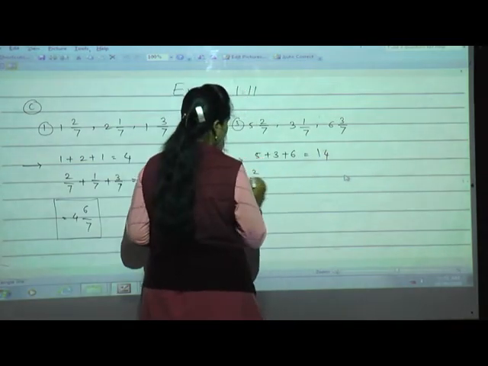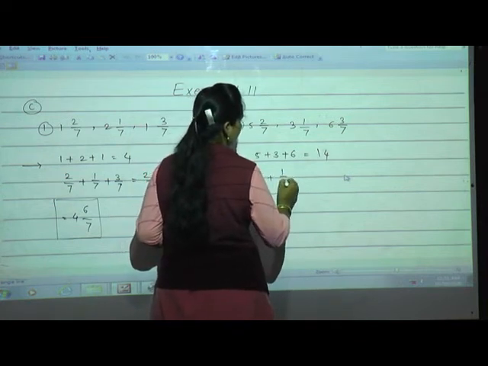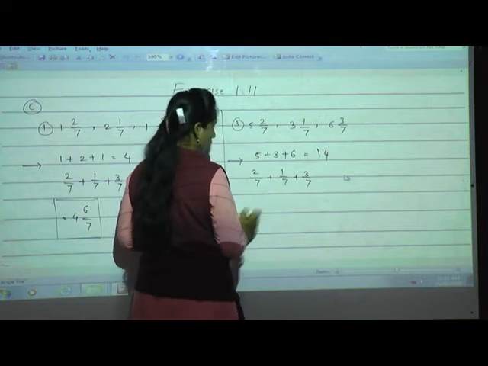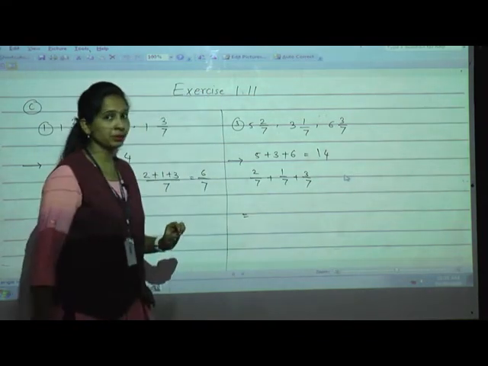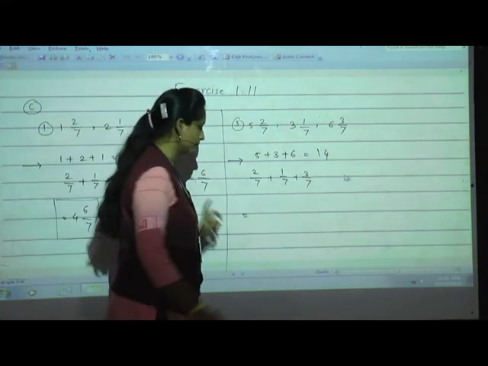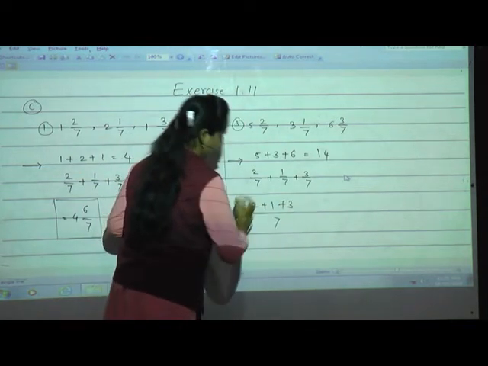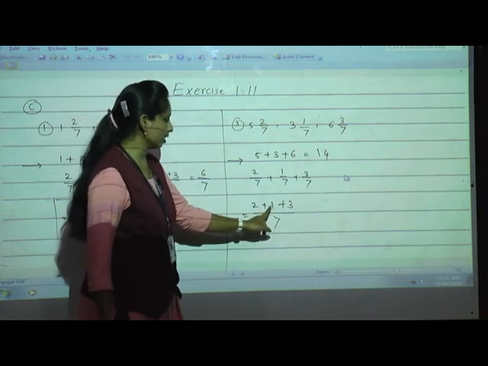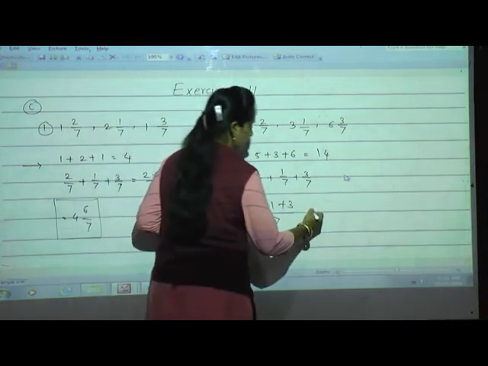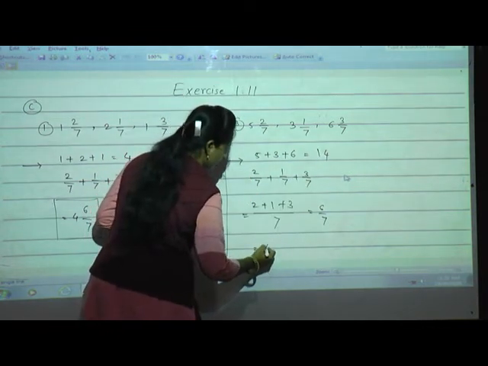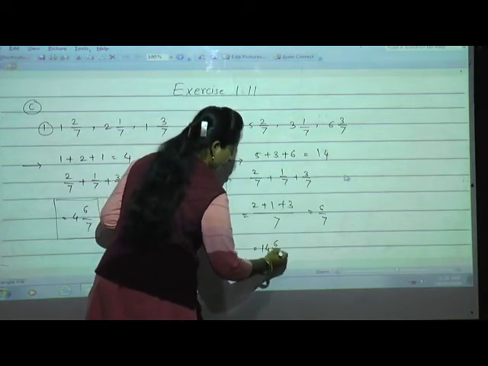Now I will take all the fractions, 2 upon 7 plus 1 upon 7 plus 3 upon 7. Now we can add all the numerators together, because denominators are same. 2 plus 1 plus 3 upon 7. Now 2 plus 1 is 3, 3 plus 3 is 6, 6 upon 7. Now write first the whole number 14, then 6 upon 7.